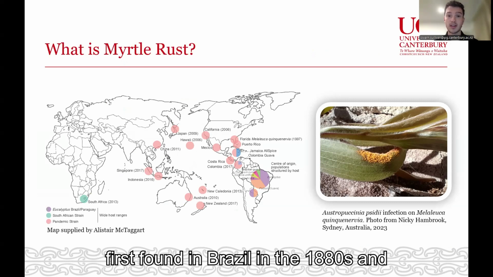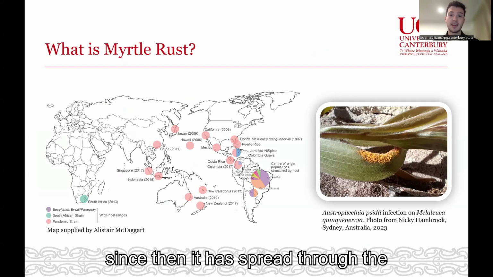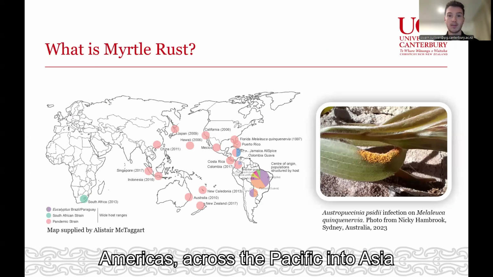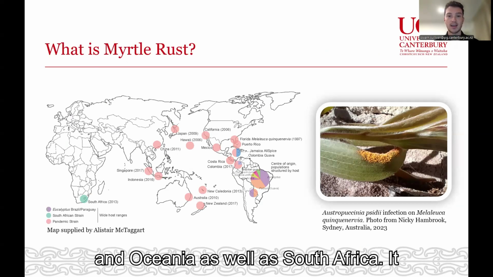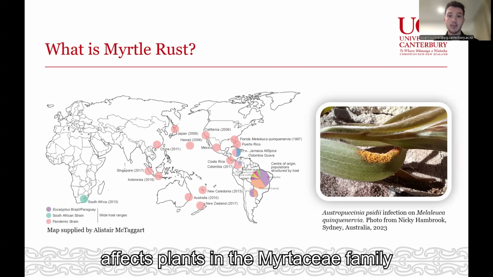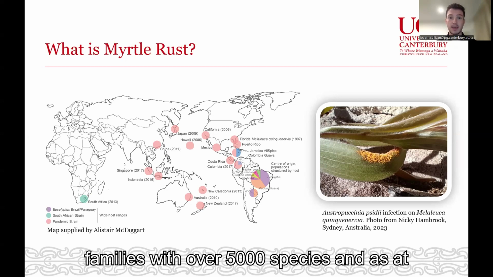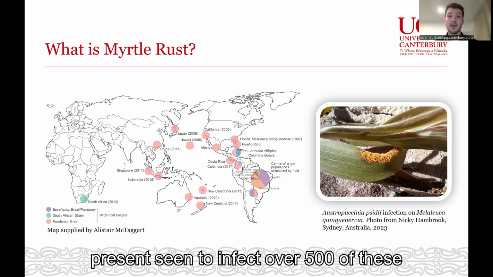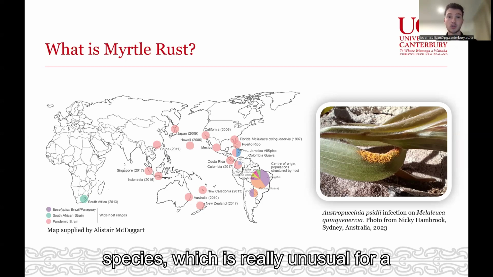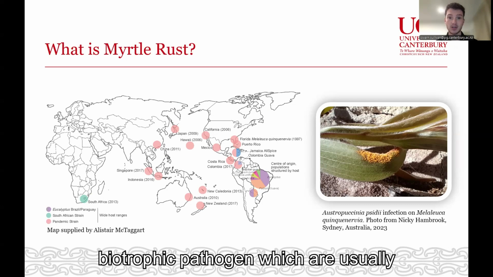It was first found in Brazil in the 1880s, and since then it has spread through the Americas, across the Pacific into Asia and Oceania, as well as South Africa. It infects plants in the Myrtaceae family, which is one of the largest angiosperm families with over 5,000 species, and is at present seen to infect over 500 of these species, which is really unusual for a biotrophic pathogen, which are usually host-specific.